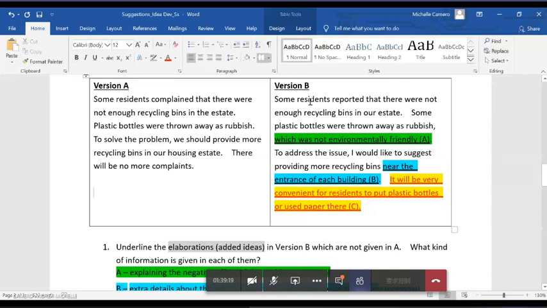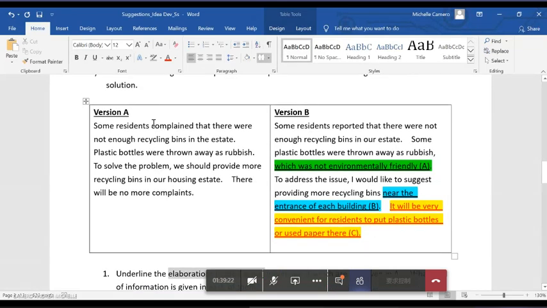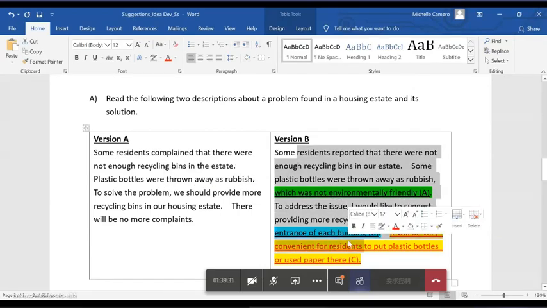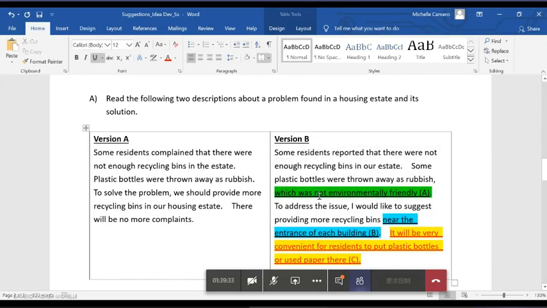So let's read version A and version B. It says, read the following two descriptions about a problem found in a housing estate and its solution. So A and B are saying the same ideas, but you will notice that B has more ideas, okay? And we'll talk about those. So version A: some residents complained that there were not enough recycling bins in this estate. Plastic bottles were thrown away as rubbish. To solve the problem, we should provide more recycling bins in our housing estate. There will be no more complaints. Okay, pretty basic, it's fine. But now compare it to version B.